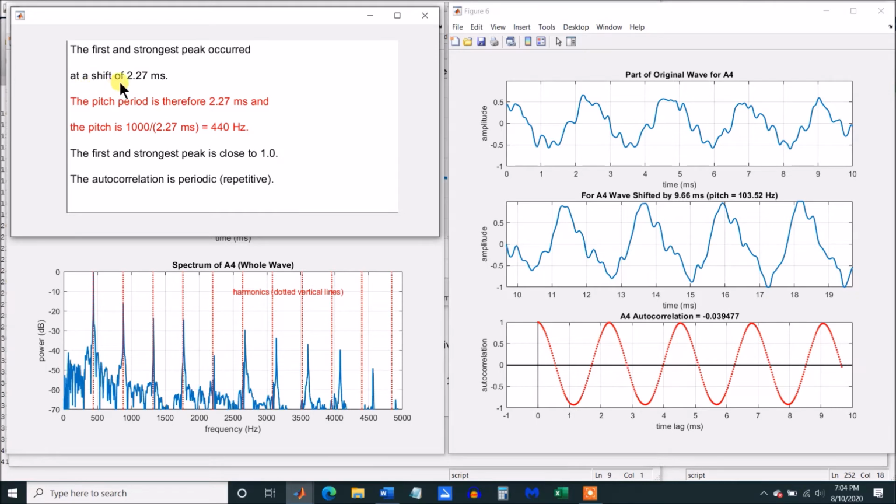First and strongest peak occurred at 2.27 milliseconds shift. So the pitch period is therefore 2.27 milliseconds, and the pitch is 440 hertz. And the strongest peak was close to one. That's because this wave is so similar to a 440 hertz signal. So it's quite strong correlation at this point right here.